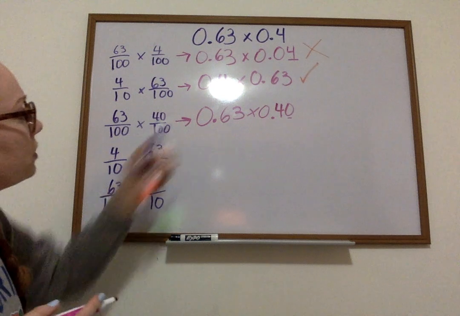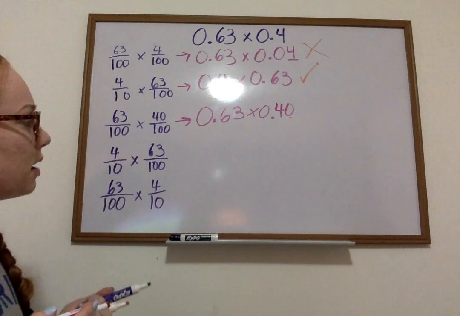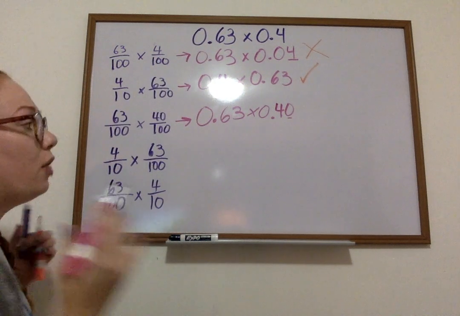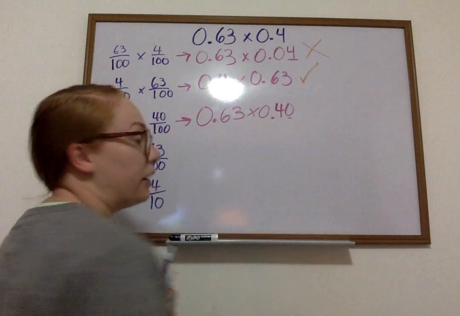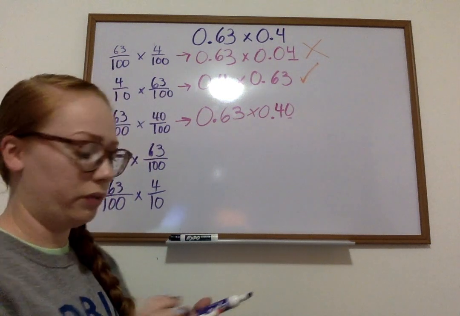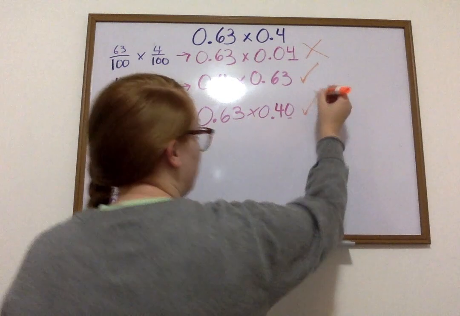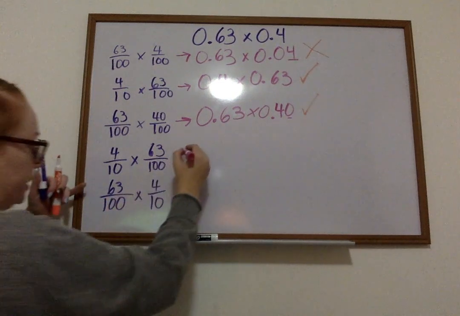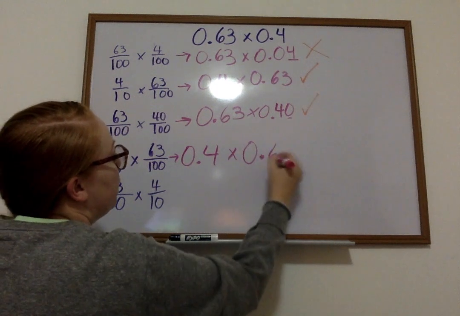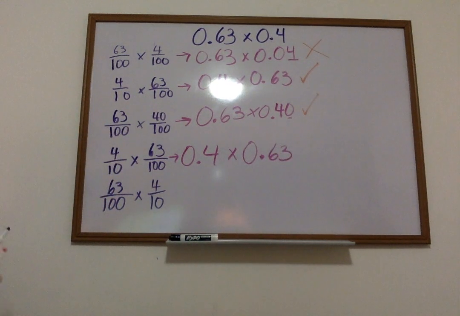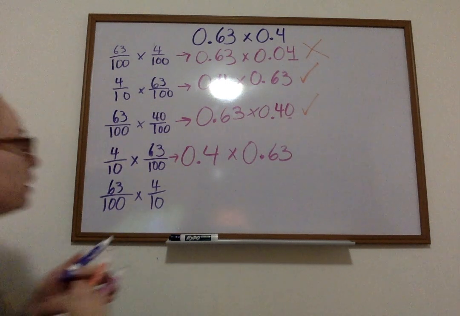Now, is this equation similar to my purple one at the top? It is. The only difference is there's a 0 behind this 4, and there's not one here, but a 0 at the end doesn't change the value. It's still equivalent. So this one would be equal to. Next one, I have 4 tenths times 63 hundredths. Would this one be equivalent? Well, let's see. It appears that it's the same equation, just written backwards. So yes, it would be equal to.